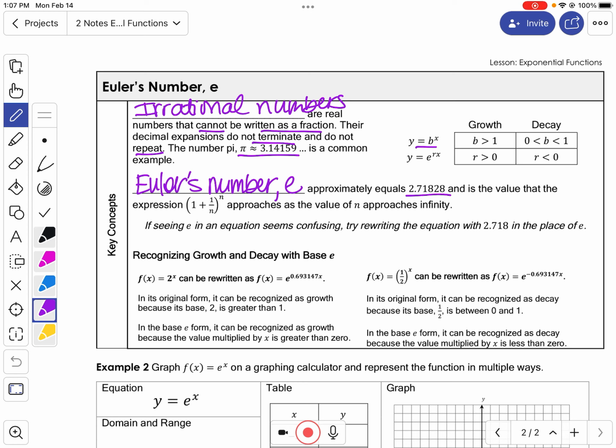Remember from the front, our growth base is greater than 1, and our decay would be a base between 0 and 1. On your Euler's number, if there's an r as part of your exponent, if r is greater than 0, it's going to be a growth. Less than 0, which means negative, means it's going to be a decay. That's how you're going to determine growth or decay on those.